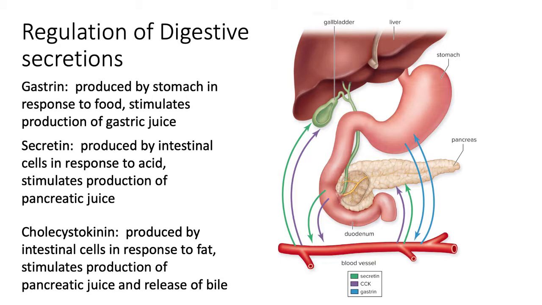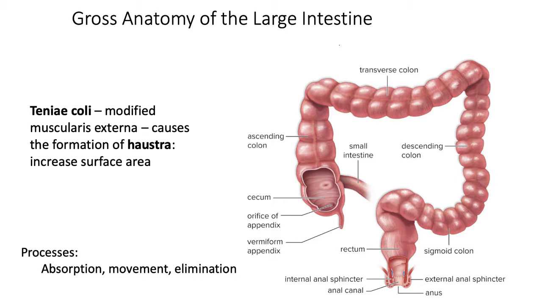chemical digestion. The large intestine is large in diameter, but not length. It runs from the ileocecal valve at the end of the small intestine to the anus. It contains five sections: the ascending colon, transverse colon, descending colon, sigmoid colon, where the colon makes an S shape going to the back of the body, and the rectum.